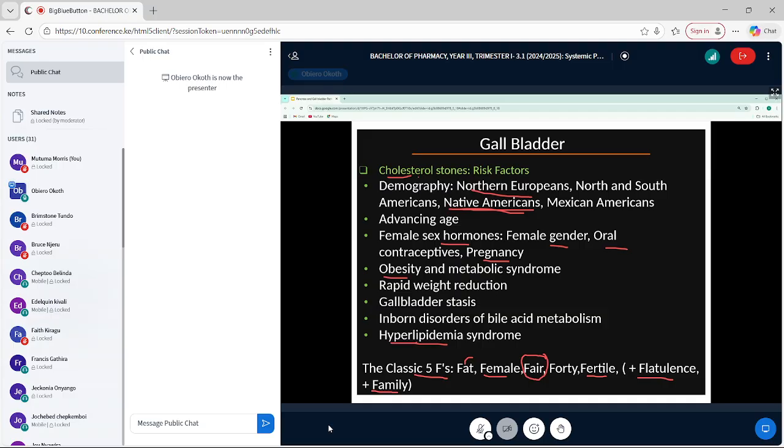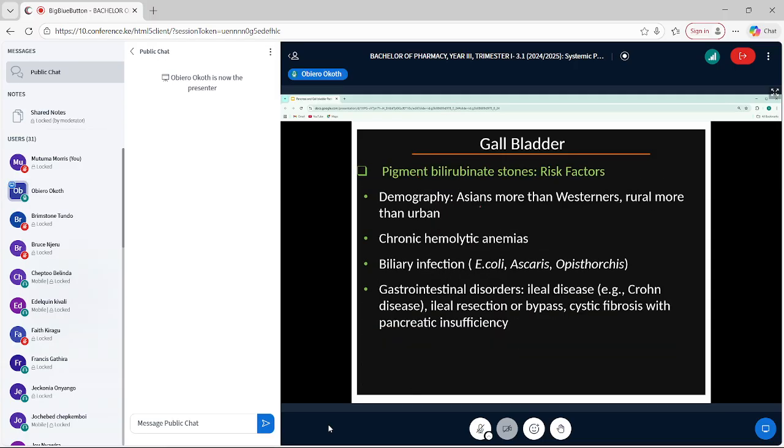Please don't confuse this with pigment stones. Now, for pigment stones, we see them mainly in Asians more than Westerners, rural more than urban. But we see them again in a patient with chronic hemolytic anemia, so you can add the thalassemias, you can add the sickle cell anemias here. We see them in patients with biliary infections, so E. coli, Ascaris lumbricoides, and Opisthorchis sinensis. This is a liver fluke.